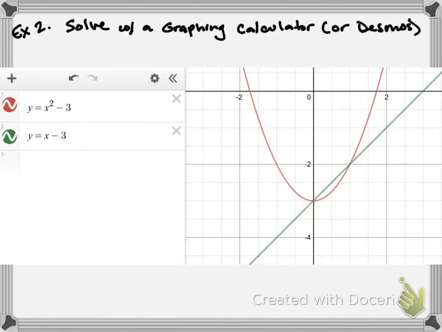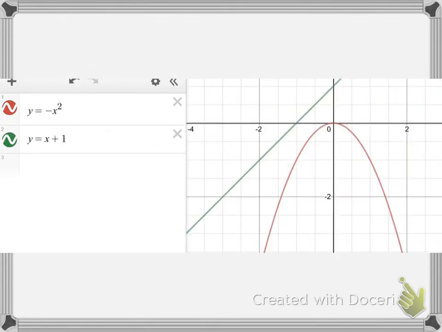All right, you could use a graphing calculator or Desmos to solve as well. So I just, again, plugged these into Desmos. And how many solutions does this one have? It has 2. One is right here at 0, negative 2. Oh, that's not 0, negative 2. At 0, negative 3, excuse me. And the other one is here at 1, negative 2. All right, here's another one. How many solutions does this have? This one has no solution because they never intersect.